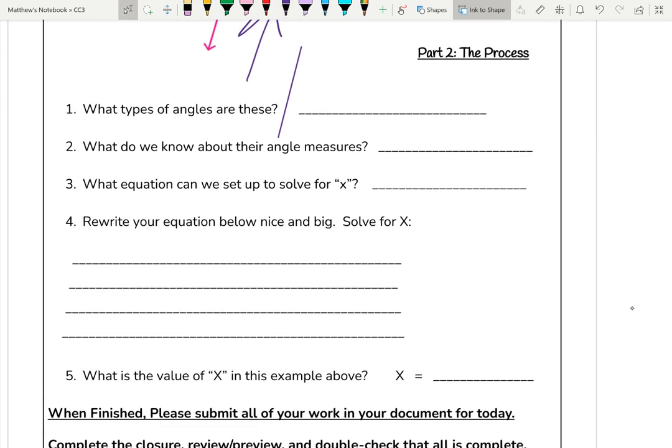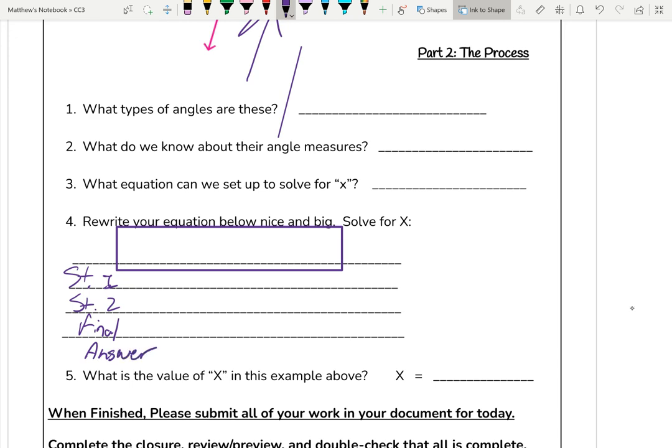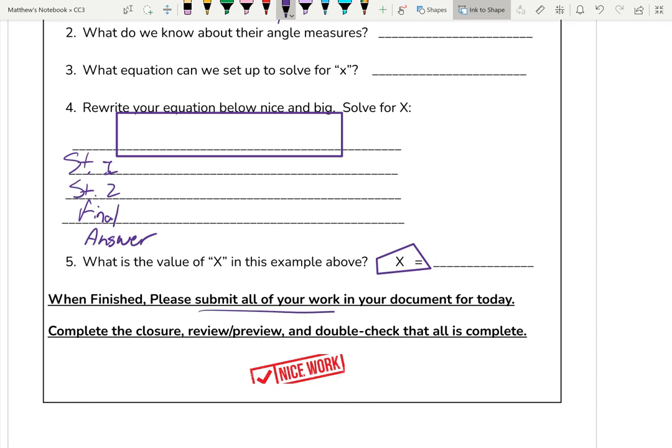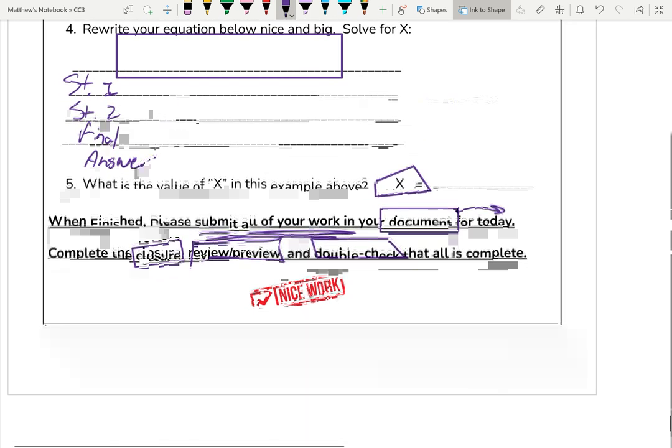And then what you're going to do is rewrite your equation right here. And then you're going to go through your steps of solving. So step 1, step 2, and then you'll have your final answer. And then put what the value of x is. And then you're going to submit all of your work from this document onto the Google Doc for today, and then complete the closure, review and preview, and double check that you've done everything else, and then you'll be all good to go.